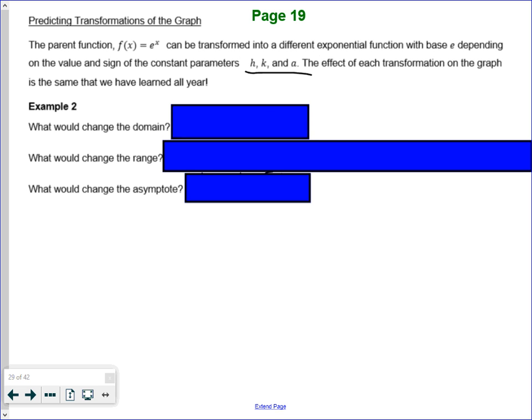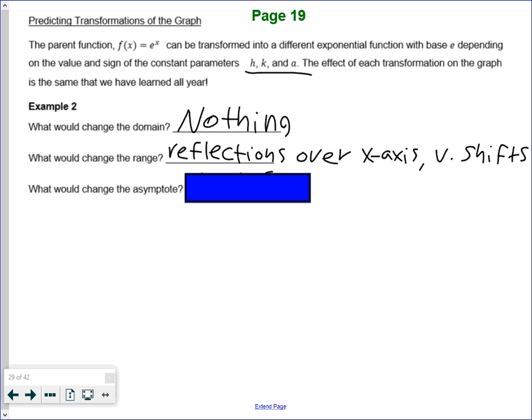So what would change the domain? Just like with other exponential functions, nothing's going to change the domain. It's always going to be negative infinity to positive infinity. What would change the range? Reflections over the x-axis will change the range, and vertical shifts up and down will also change the range, just like with all other exponential functions. And what would change the asymptote? That would be vertical shifts. Remember, the asymptote is always y equals k. So whatever changes that k value changes the asymptote. And k changes when you shift your function up and down.